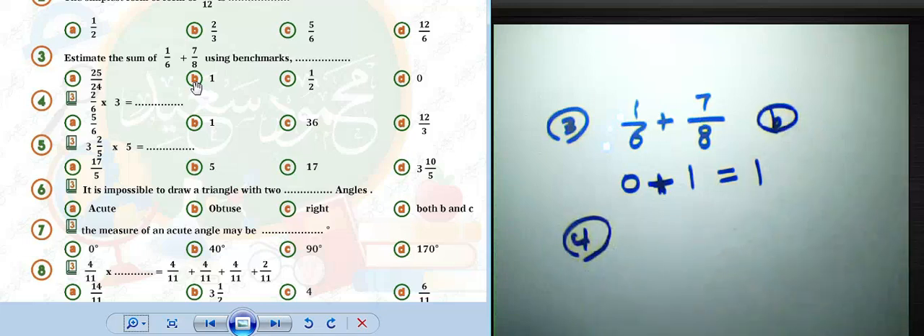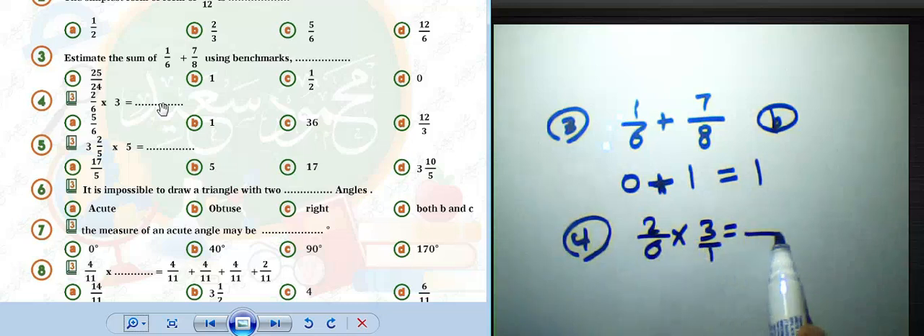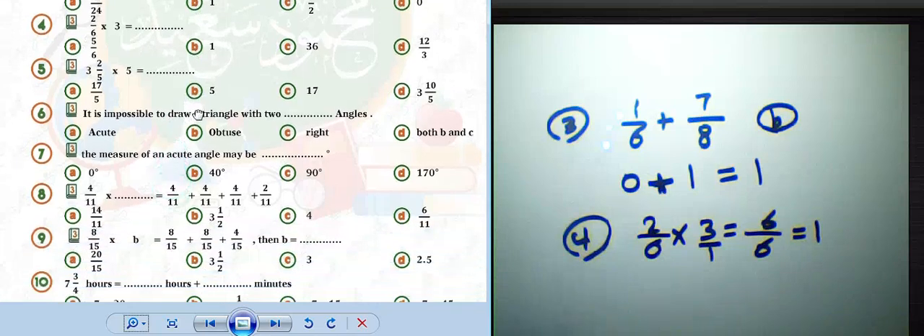Question number 4. 2 over 6 multiplied by 3 equals. 2 over 6 multiplied by 3, it will be what? We can find the result by multiplying the numerator by 3, which equals 6. And 6 over 6 equals 1. The result will be 1. About question number 4, choose letter B.